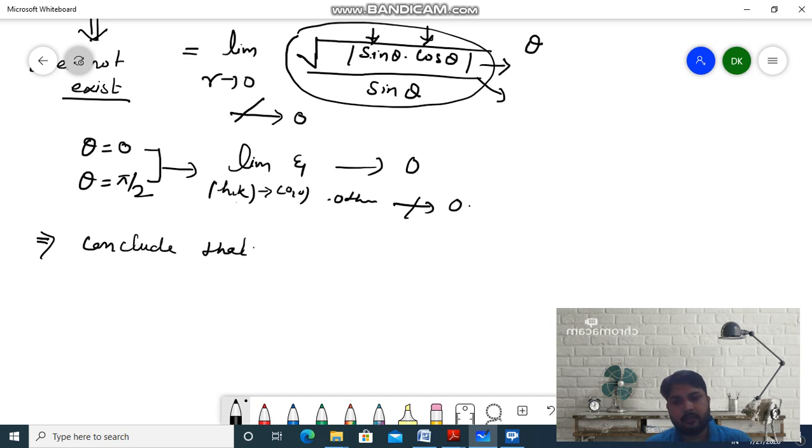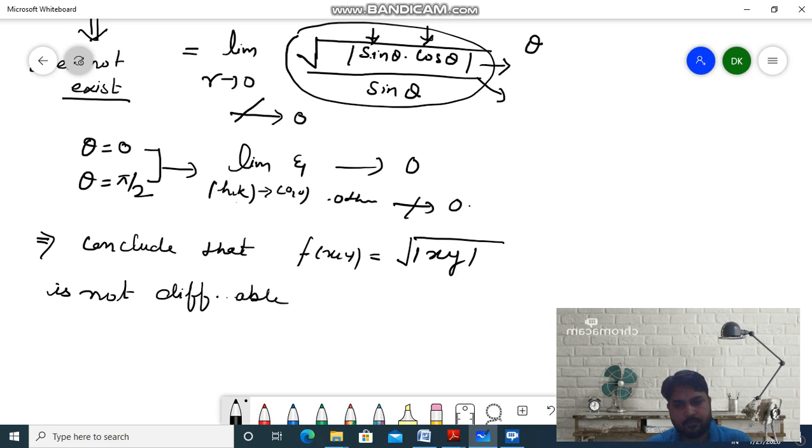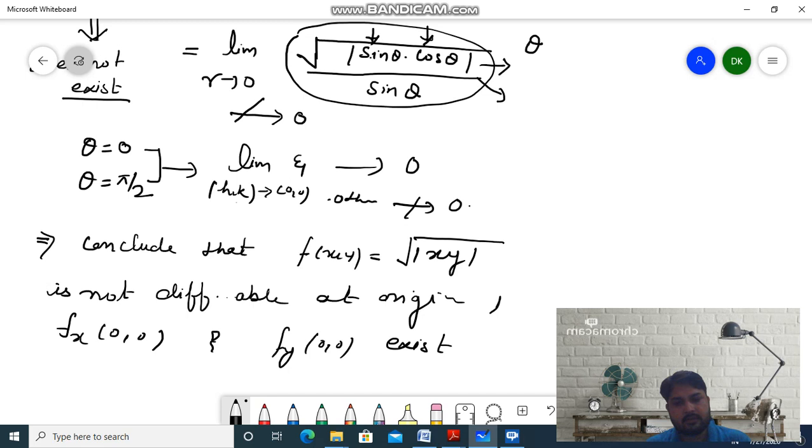This concludes that the given function f(x, y) equal to square root of mod x into y is not differentiable at origin, even though its partial derivatives exist at origin. Both exist, but that means the differentiability of a function of two variables does not depend on the behavior of the value of the partial derivatives.